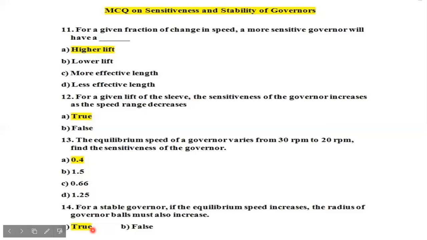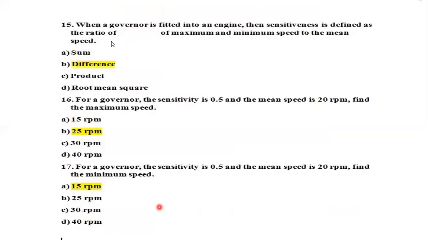Next is for a stable governor. So for a stable governor, if the equilibrium speed increases, the radius of governor balls must also increase. Automatically true, right? Once the speed increases, the radius increases. So just now we saw the definition. What is the definition for sensitiveness? It is the ratio of difference of maximum and minimum speed to the mean speed.